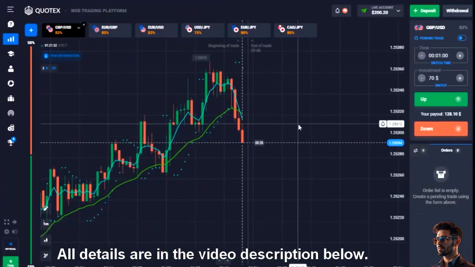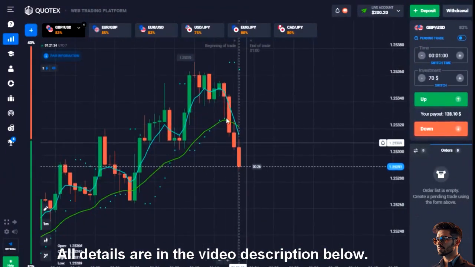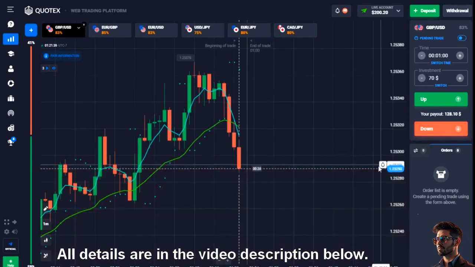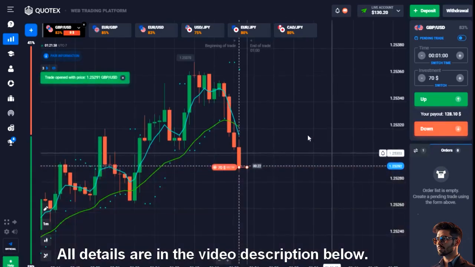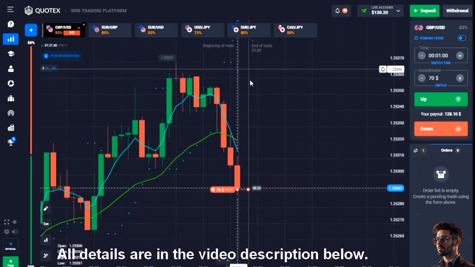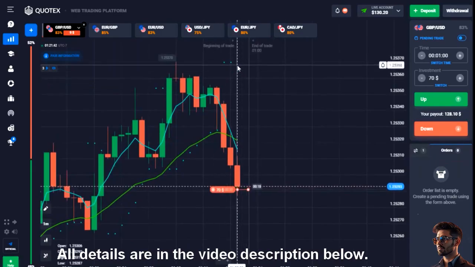Okay guys, I'm finding a good moment here, so I'm going to enter a trade on this real quick. As you can see right here, our parabolic SAR just indicated a very strong overbought position.